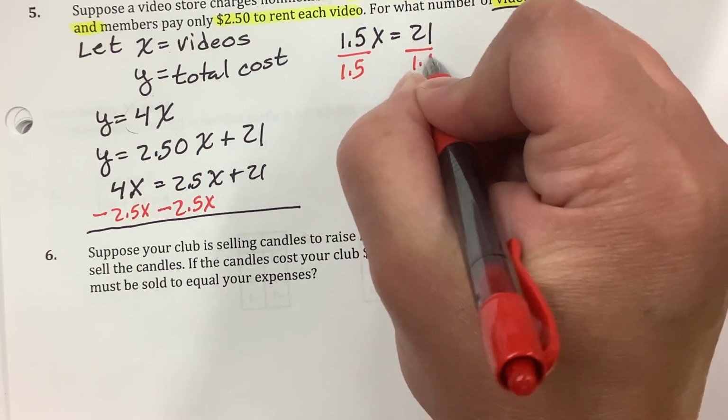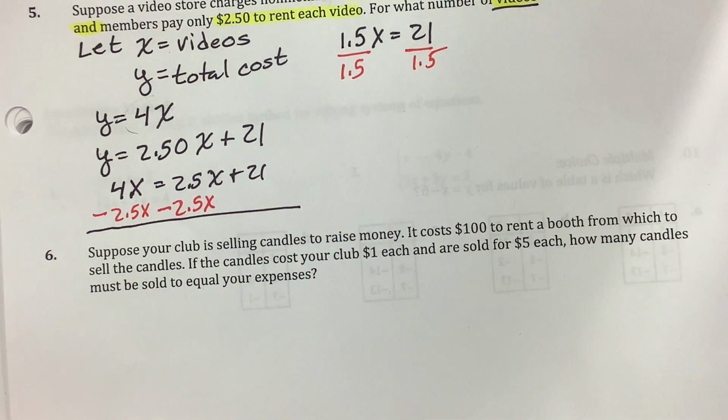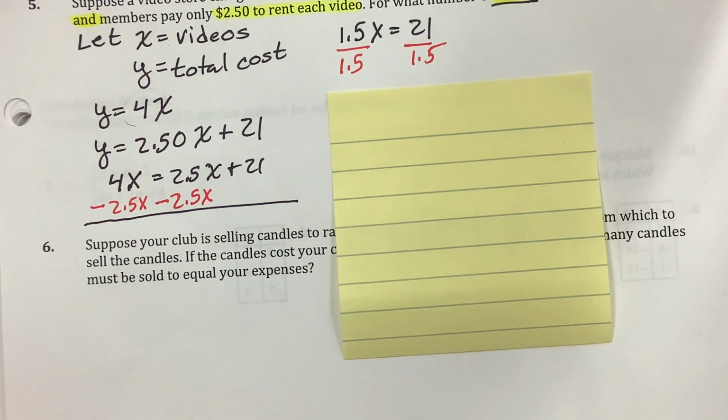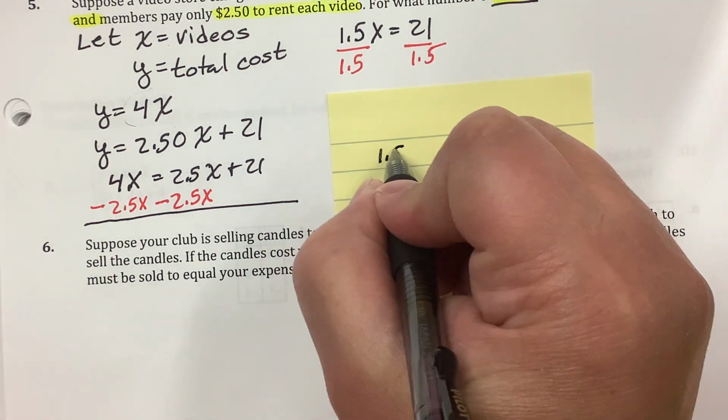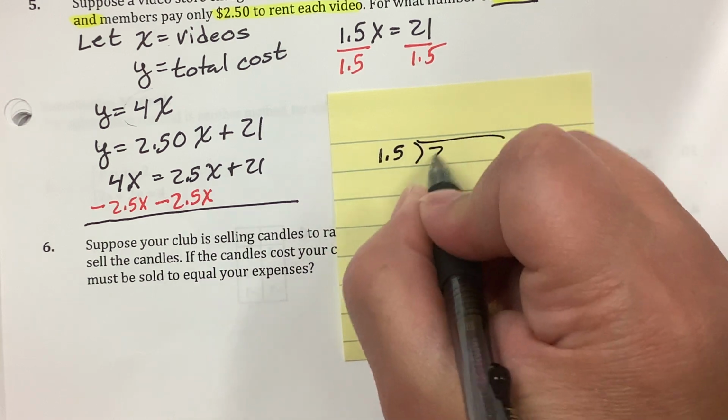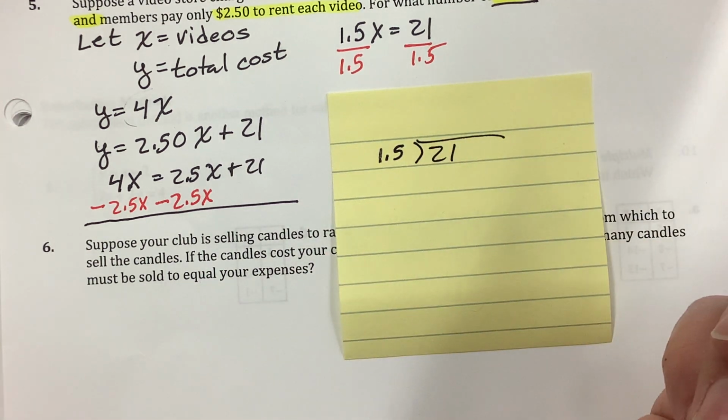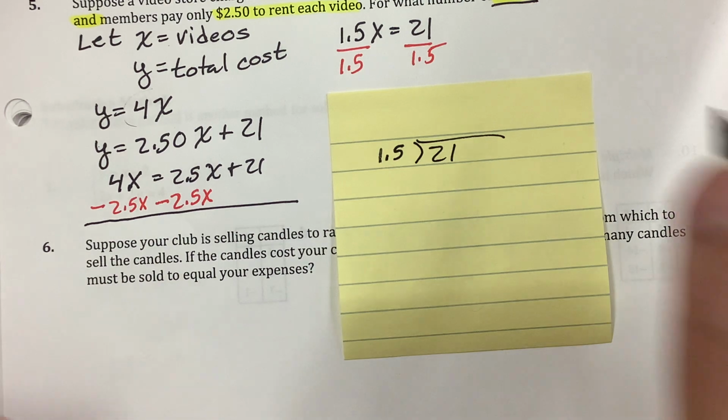Divide by 1.5. Get that piece of scrap paper, because it's been a while since I've mathed. Like, for real. No, I math every day, I'm joking. Here we go. 1.5 goes into 21. Yes, I'm doing long division. If somebody finds my calculator, give it back to me.